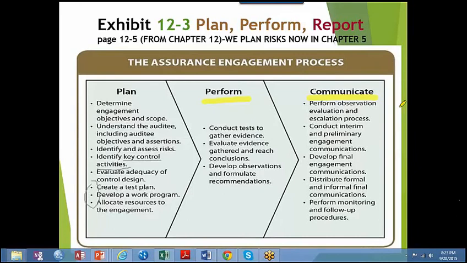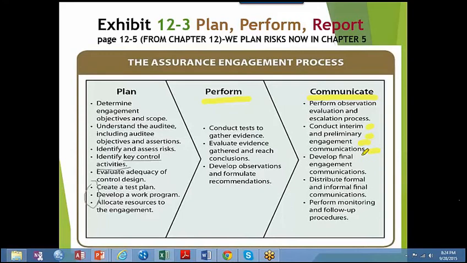Okay, so we perform the observations and evaluations and escalation process. And what we mean by this is that at every level that we work through, we need to get the auditee to understand what it is that we see, and if in fact we're wrong, we want to make sure that we understand where we're wrong early so that we're not reporting inappropriate information to the board of directors. Okay?